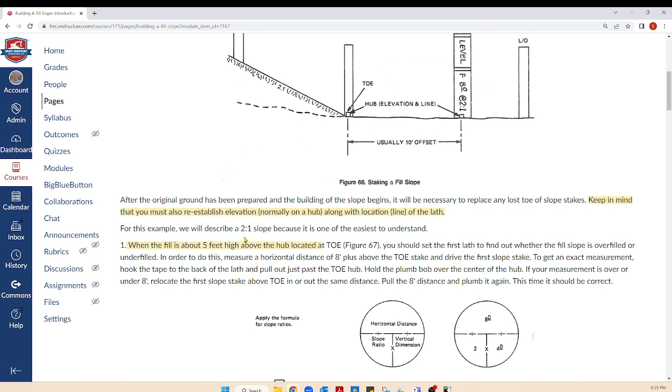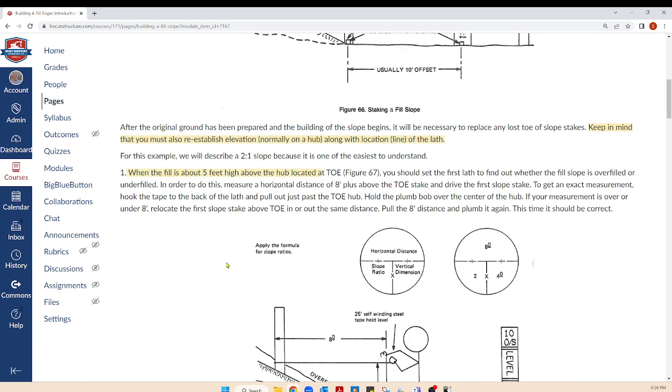So after the original, you must reestablish. Okay, we did that. For example, for a 2-to-1 slope, when the fill is about 5 feet, in other words, when we get this dirt up here about 5 feet, and it will continue on this way because we're going to bring more in like this, when the fill is about 5 feet high above the hub located here at the toe, you should set the first lath to find out whether the slope is overfill or underfill.